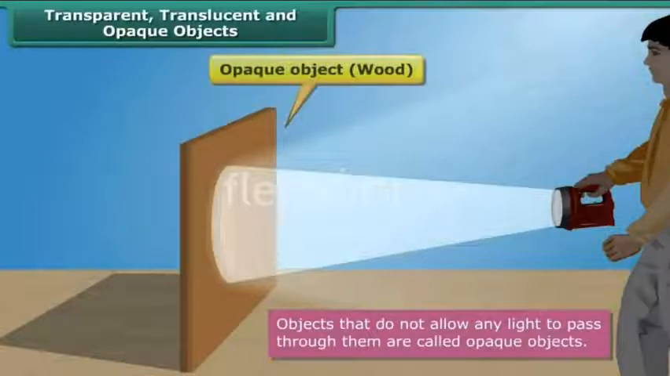Objects that do not allow light to pass through them are called opaque objects. Opaque objects always block the path of light. That's why shadows are formed.